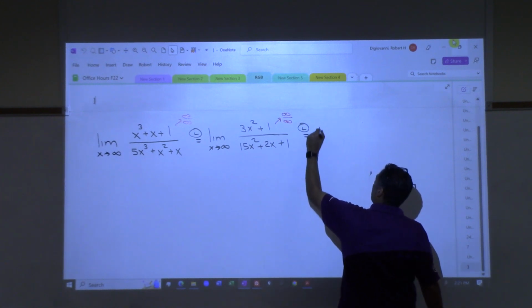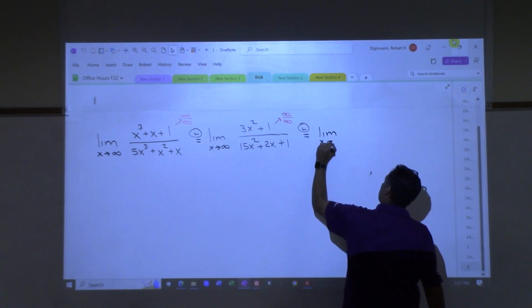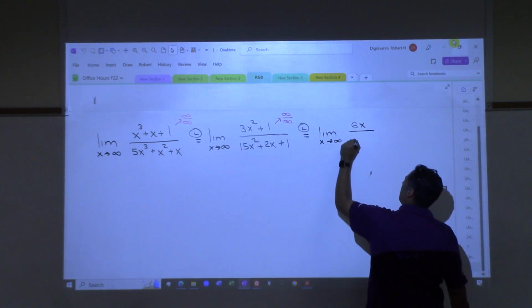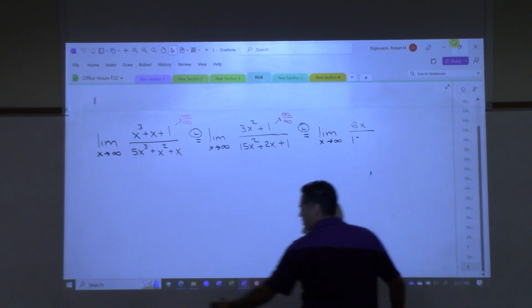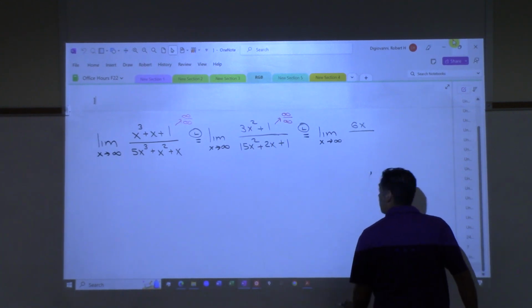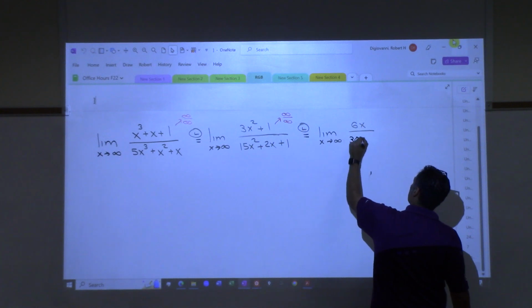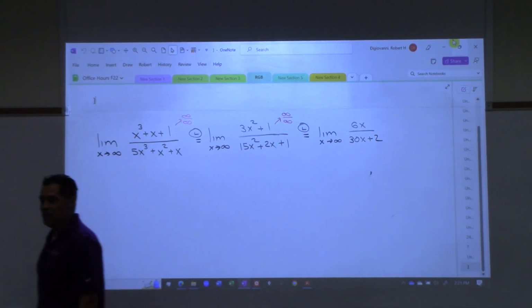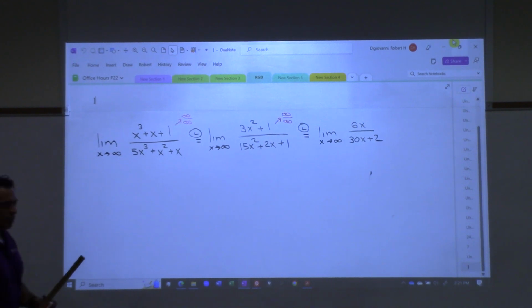Limit as x goes to infinity. What did you say? 6x over 30x plus 2. And we get infinity over infinity again, don't we? Big deal. We're going to do L'Hopital again.